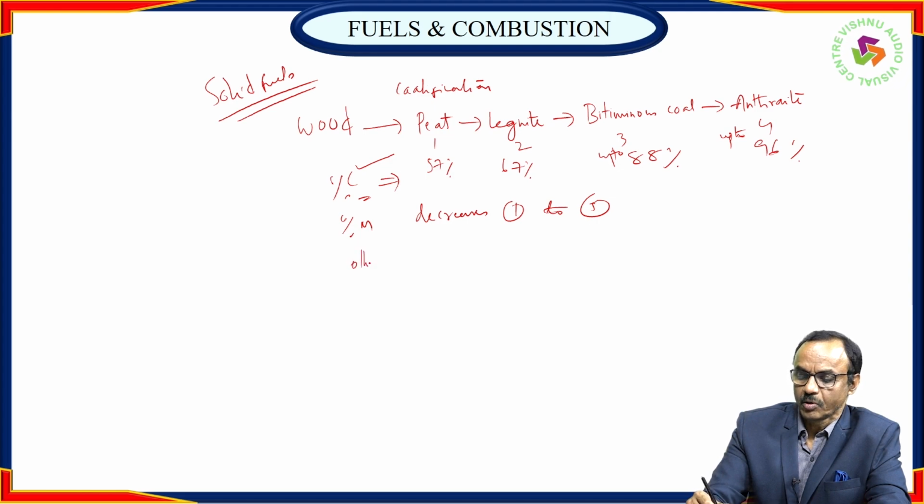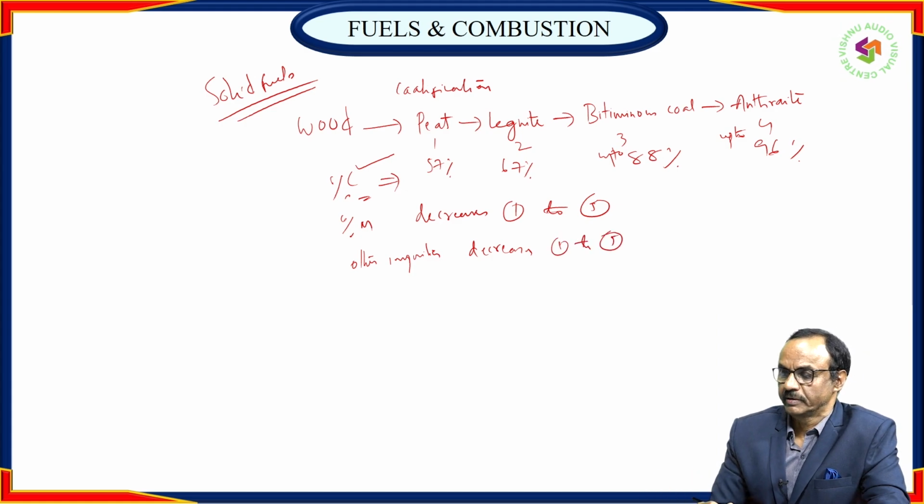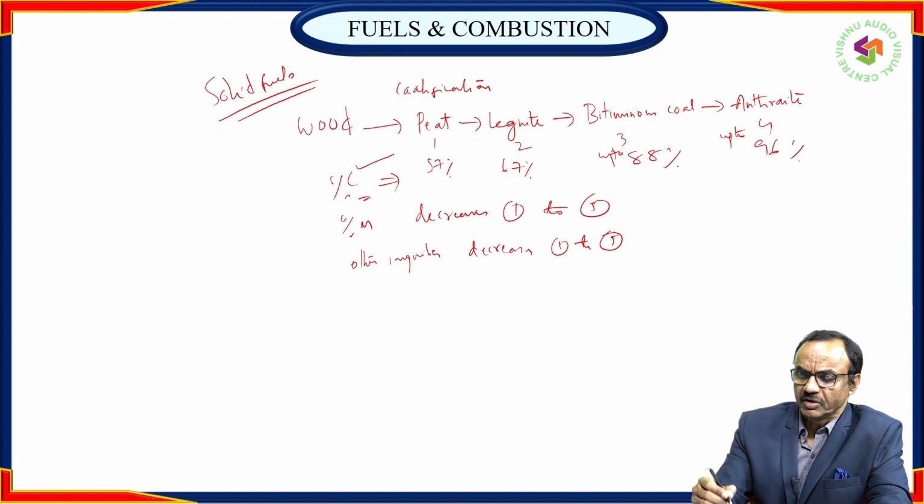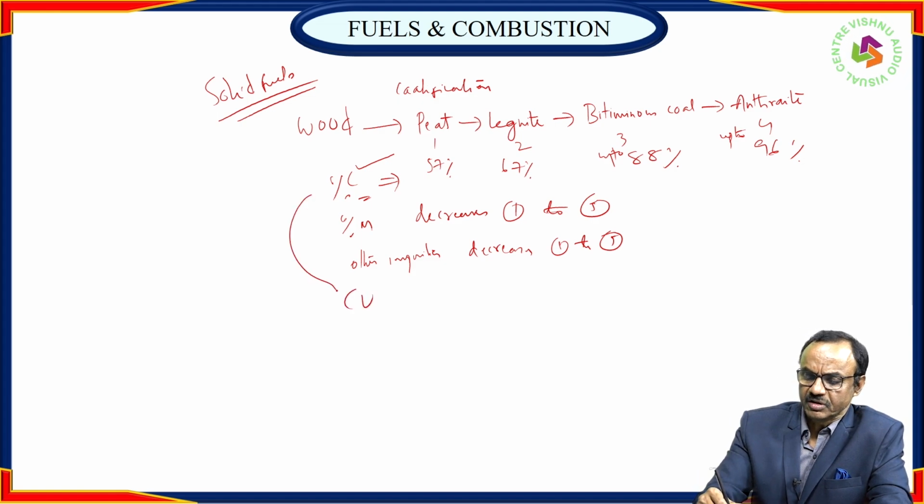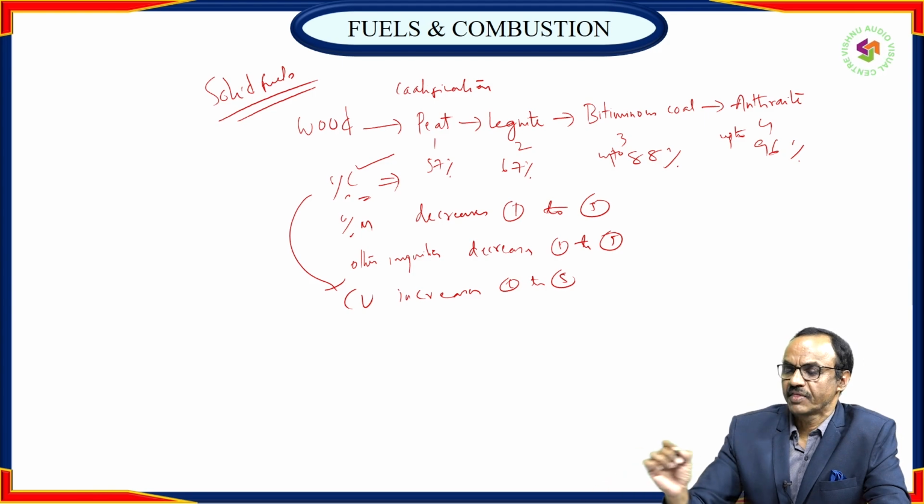Other impurities also decrease from 1 to 5. So anthracite has a high content of carbon, and the calorific value is very high. The calorific value, based on carbon content, increases from 1 to 5, from peat to anthracite.